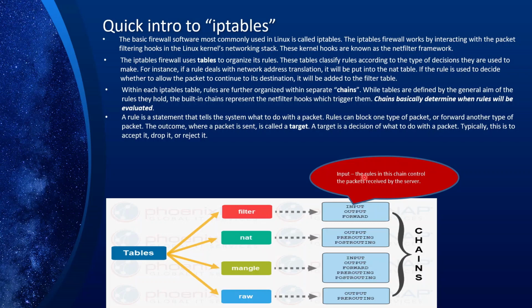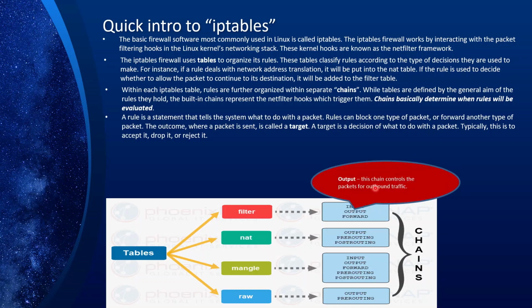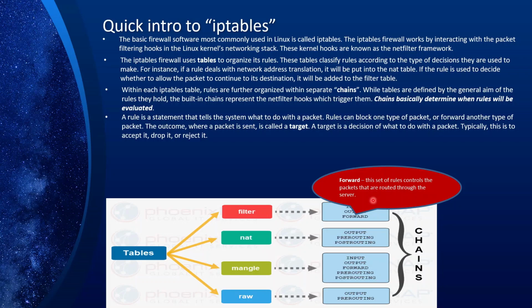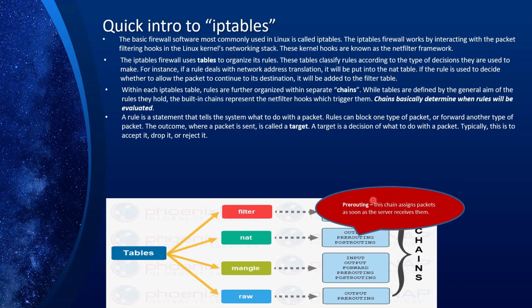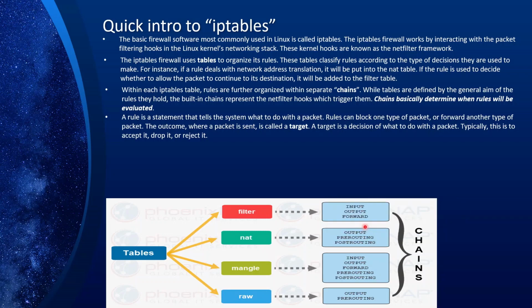The input: the rules in this chain control the packets when they're received by the server. The output: this chain controls the packets for outbound traffic. Forward: this set of rules controls the packets that are routed through the system. Pre-routing: this chain assigns packets as soon as the server receives them. And post-routing: the rules in this chain allow making changes to the packets after they leave the output chain.